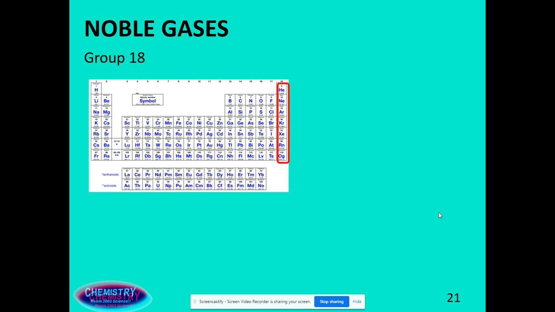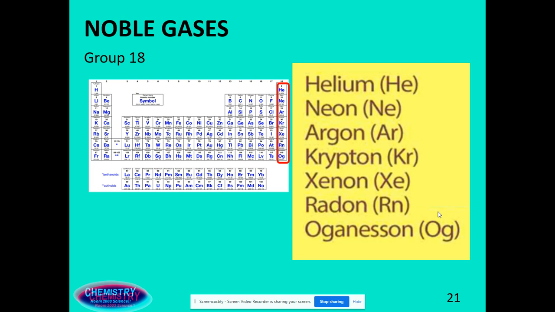And last but not least, the fourth family with a special name is the noble gases, group 18 on the periodic table, all the way to the right, and the group 18 elements are helium through oganesson. So the 4 special families: group 1, the alkali metals; group 2, the alkaline earth metals; group 17, the halogens; group 18, the noble gases.